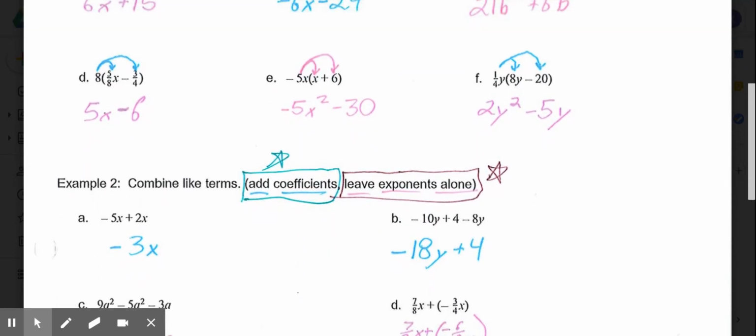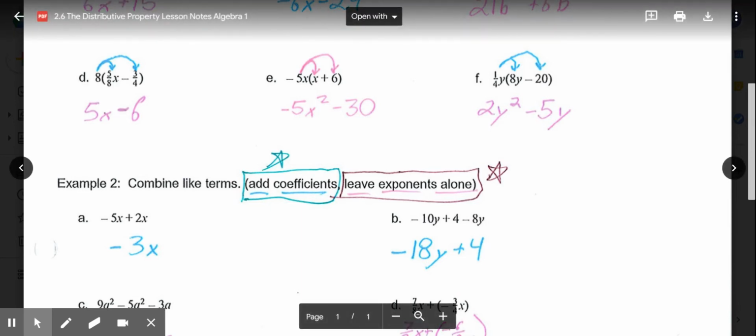In D, we're distributing the 8 to 5/8 x minus 3/4. So we'll multiply 8 by each part. 8 times 5/8 simply gives us, because the 8's cancel top and bottom, 5x. 8 times 3/4, 8 divided by the 4 on bottom is 2, times the 3 on top is 6. So we end up with 5x minus 6.